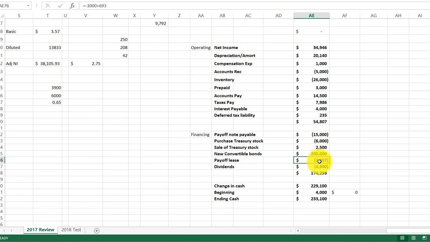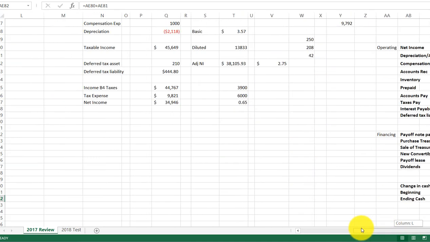And then probably the hardest one is the two payments on the lease minus the interest is what you have to look at as far as how much you pay off of the lease. So that's kind of on your finance lease, that's how much you paid off of the lease during the year. And because we paid $3,000 towards the lease, and then we increased our interest on the lease by the $693. So that's the difference. So that gives us a change in cash of $229. We started with $4,000, we ended with $233. Perfectly balances and equals out to match the balance sheet.